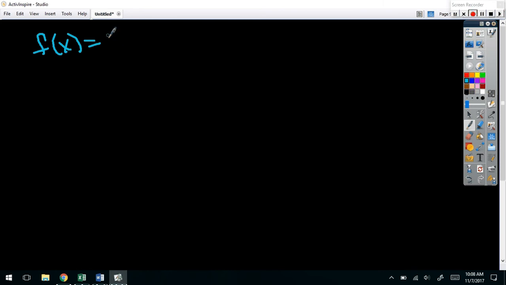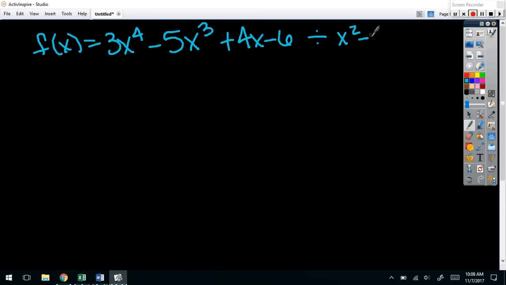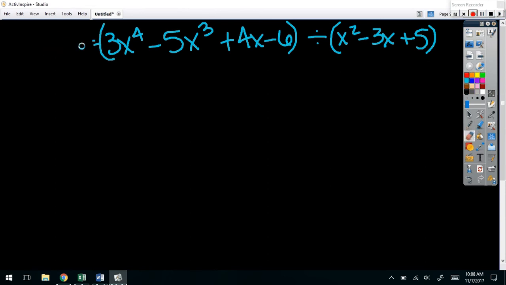We're going to take this function, f of x. Remember, that's just function notation. That just means y equals or anything else. It just tells us it's a function. 3x to the 4th minus 5x to the 3rd plus 4x minus 6. And I'm going to do divided by x squared minus 3x plus 5. All right. I'm going to put some parentheses here. And in fact, I'll take this f of x off for right now. We'll get to that in a minute.